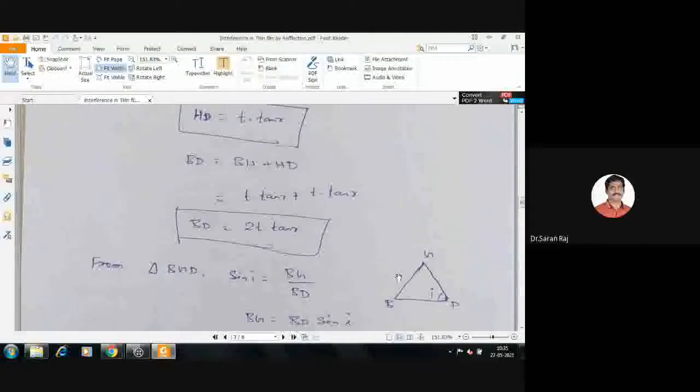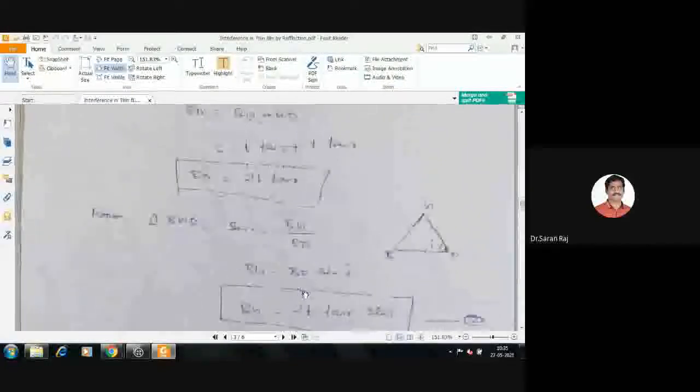Which formula can we opt for here? This is the angle, so this is the opposite, that is the adjacent, that is the hypotenuse. So sin theta means opposite divided by hypotenuse. Opposite here is the BG value, and BG is what we need to determine. So sin is the option. So sin i equals BG divided by BD, that is the opposite divided by the hypotenuse side. Okay, so I want only the BG value.